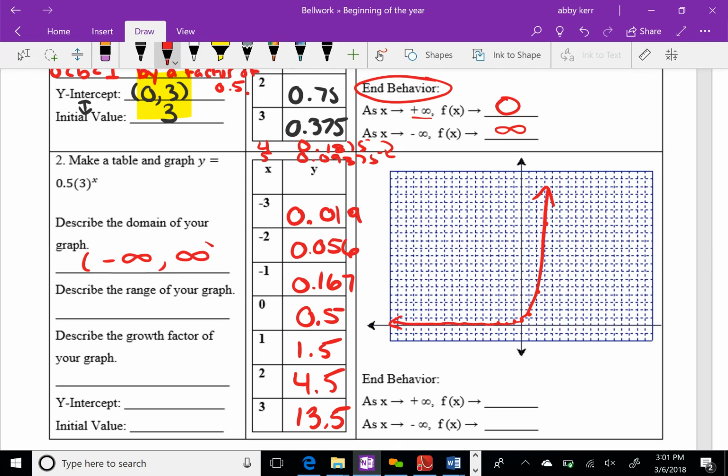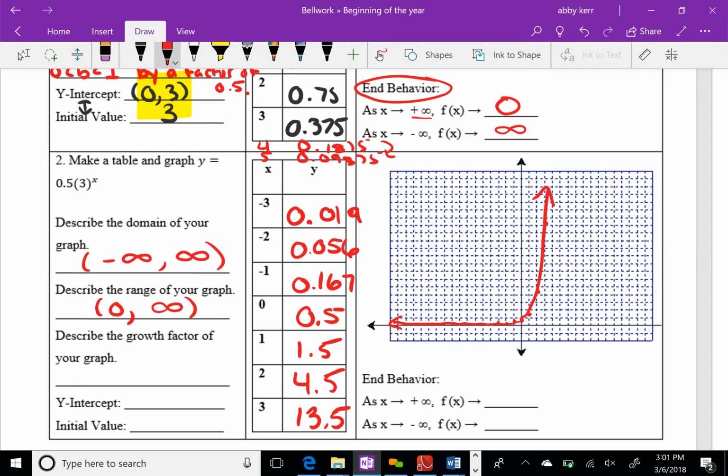Now the domain, your graph is always going to the left. It's always going to the right, so that means negative infinity to infinity. What number is our graph trying to sit on? It's trying to sit on 0. It's trying to reach 0. And then if you look higher up, what is it trying to reach? It's trying to reach positive infinity.